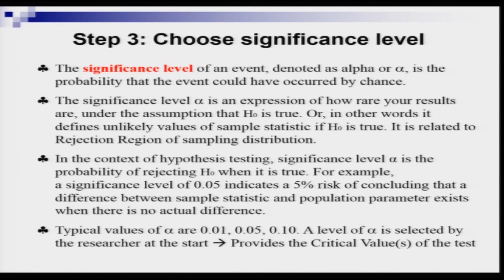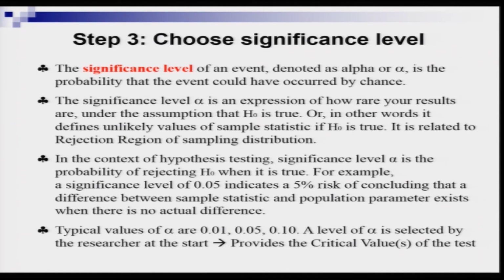So, this significance level is related to the rejection region of the sampling distribution. This will be much more clear in the next class when I talk about particular tests with the aid of diagrams. Now, in the context of hypothesis testing, significance level alpha is the probability of rejecting H naught when it is indeed true. So, this is another way of describing the significance level.